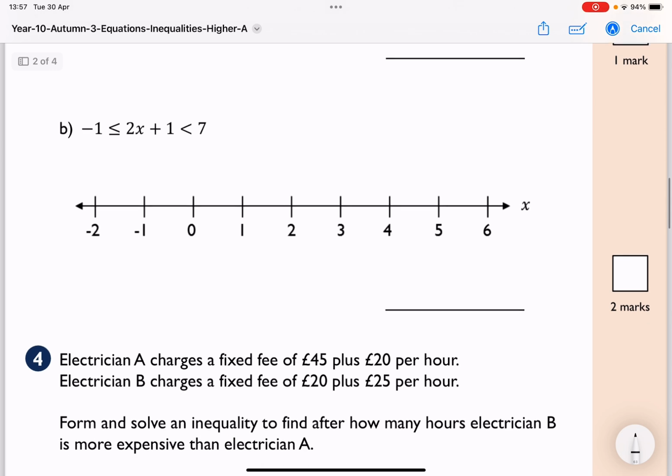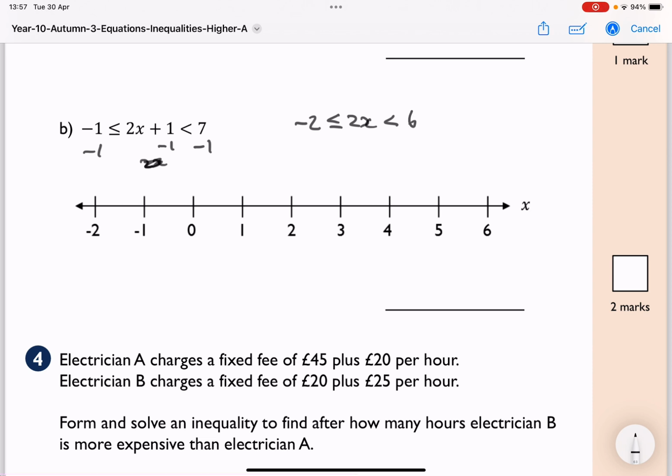Now, when I look at B, the first thing is I've got this 2x plus 1 thing going on. I want that to be x. So the first thing is I'm going to take away 1 to get 2x. And what I'll do is I'll write it over here to get 2x. And because I take 1 from here, I take 1 from the two numbers either end. So what I end up with is minus 1 take 1 is minus 2, and 7 take 1 is 6.